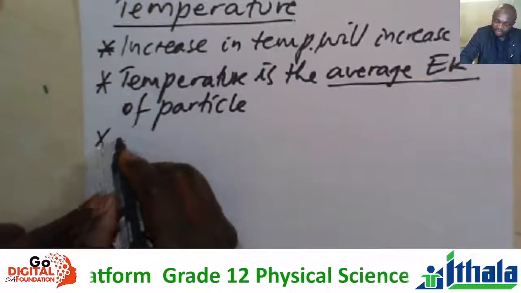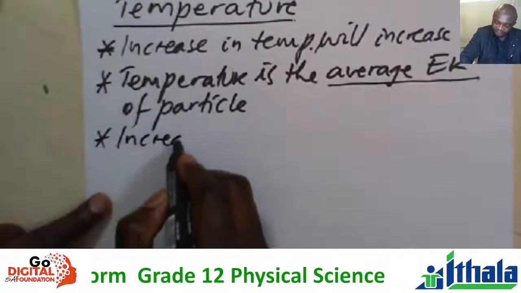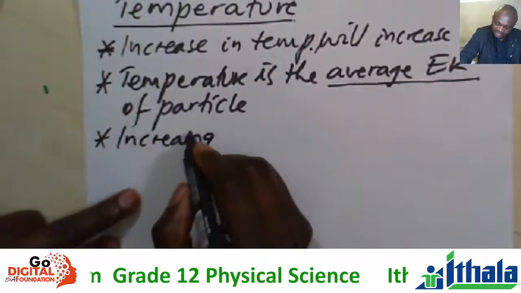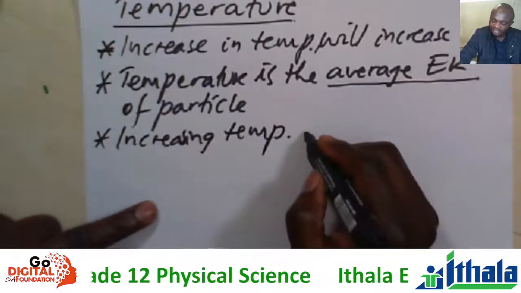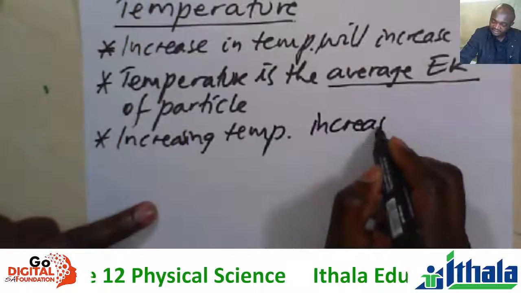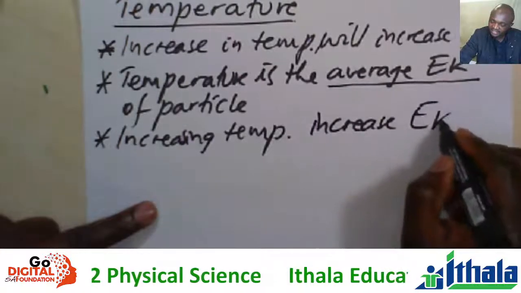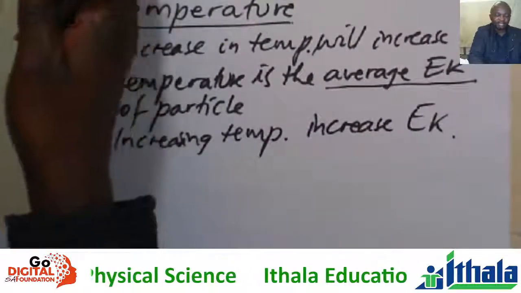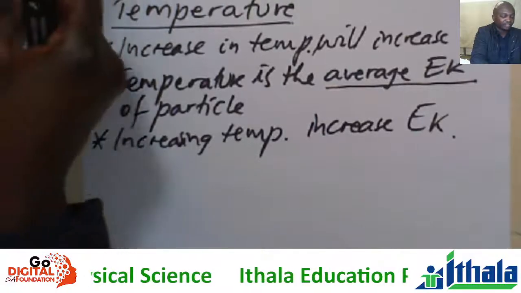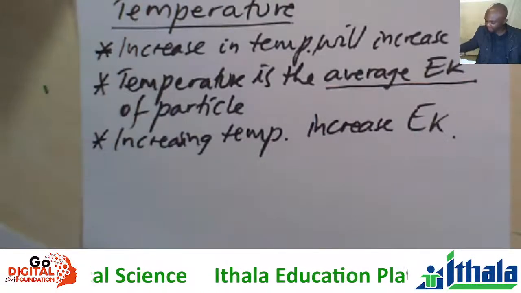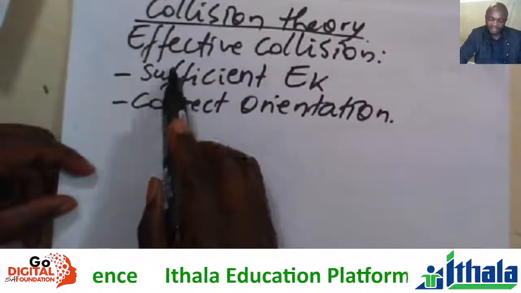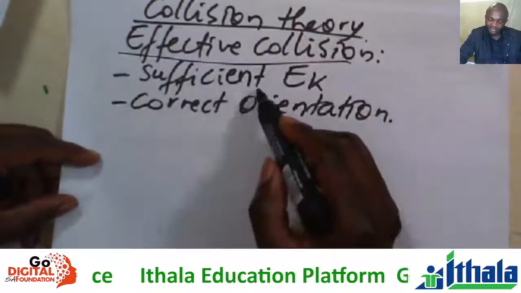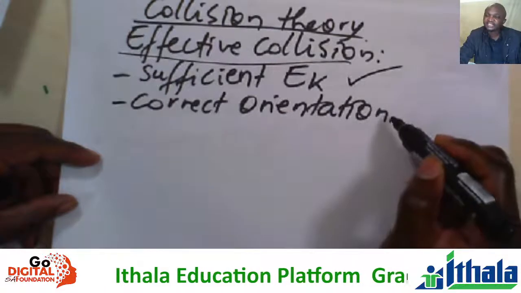So when you are increasing temperature, that's what increases the kinetic energy. Then we go back to collision theory. Increasing temperature will increase what? The kinetic energy. Collision theory says the collisions must have sufficient kinetic energy.